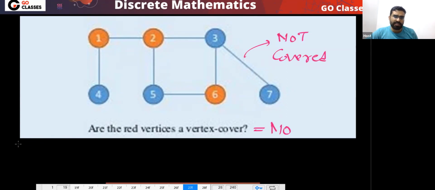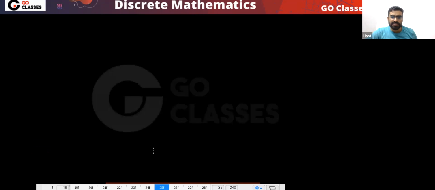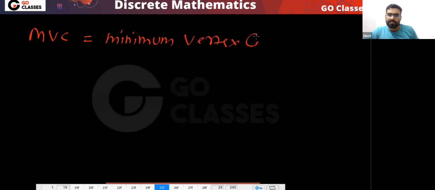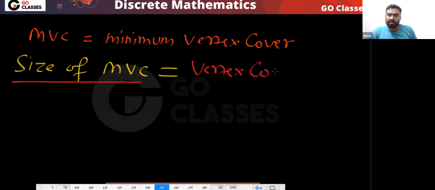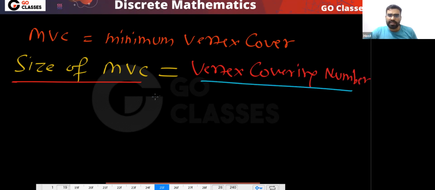What is the size of the minimum vertex cover? MVC means minimum vertex cover. And remember, the size of the minimum vertex cover, we call it the vertex covering number. Remember, this is called the vertex covering number, and we denote it by the symbol beta.